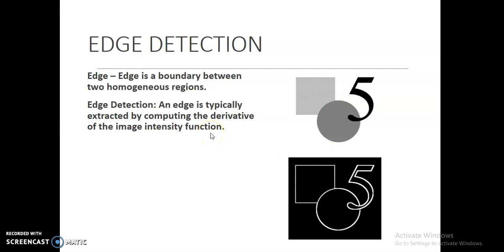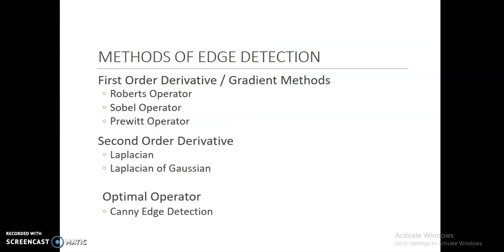And what is edge detection? An edge is typically extracted by computing the derivative of the image intensity function, and this way we find the edges. As I told you earlier in the contents, there are three methods of edge detection: first order derivative, second order derivative, and optimal operators. Now we can move to the next slide.